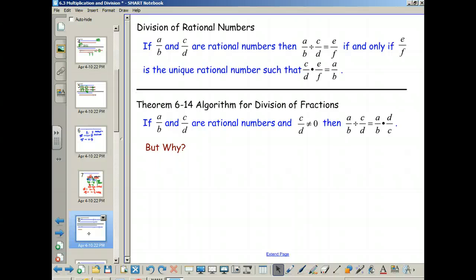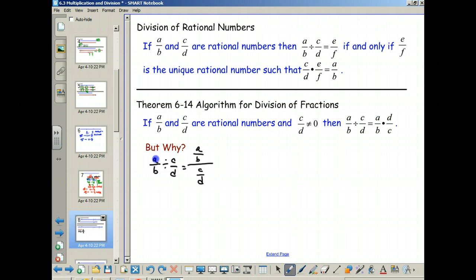Now, the algorithm for how we actually process that is that if we have 2 fractions and we are dividing them, such as A over B divided by C over D, we can turn that into a multiplication problem by taking the second fraction, and it must be the second fraction, and using its reciprocal. What I'd like to show you is why that works. So we're going to consider writing this A over B divided by C over D. But I want to write it as a double fraction, or sometimes we will call it a complex fraction.